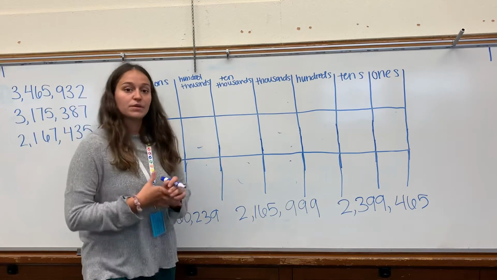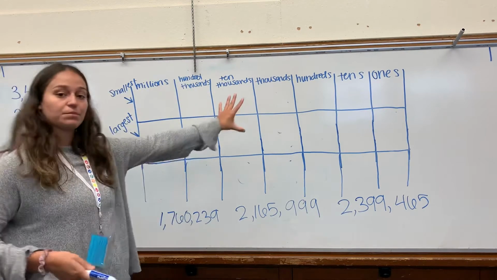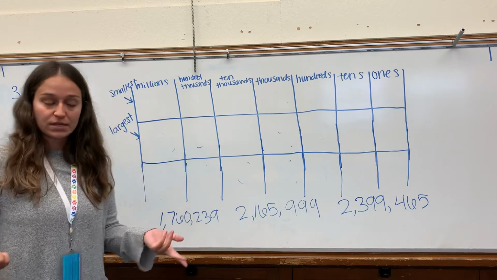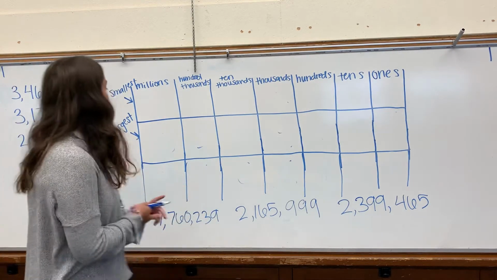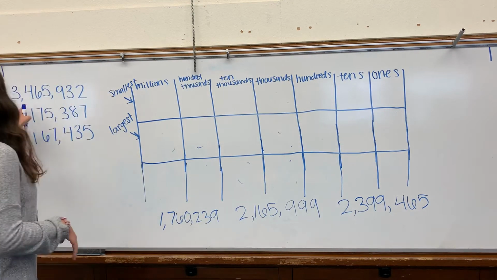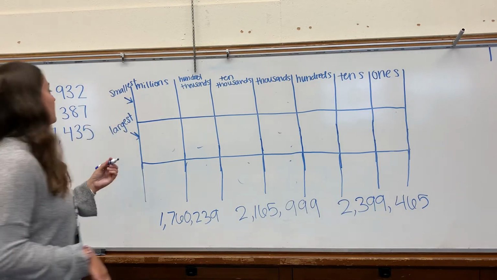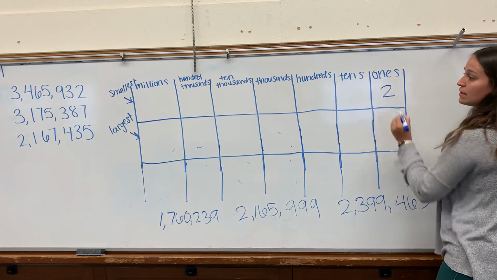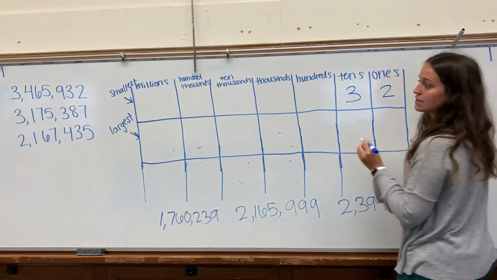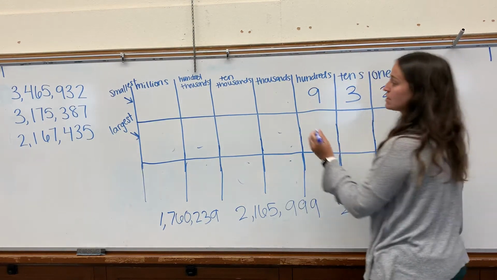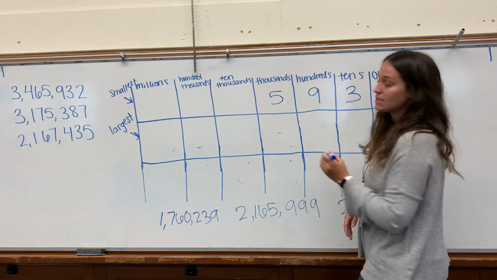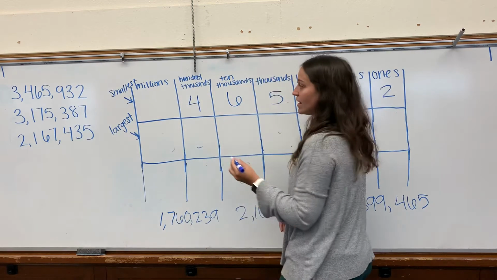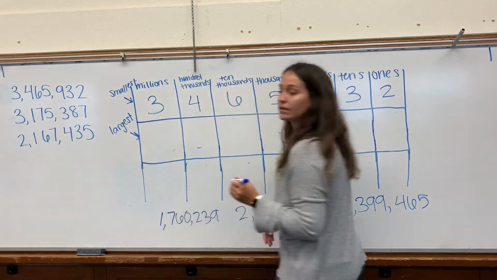All right, so now that you have put your numbers into the place value chart, you found which one is the smallest, you found which one is the middle, and you found which one is the largest. So let's do it together. Let's put this number into our place value chart. Okay, so we have 2 ones, 3 tens, 9 hundreds, 5 thousands, 6 10,000s, 400 thousands, and 3 millions.